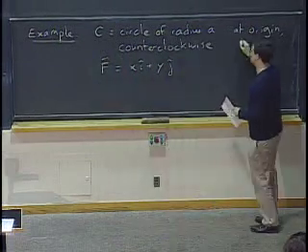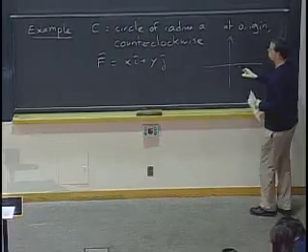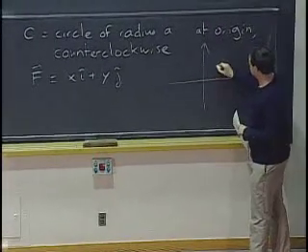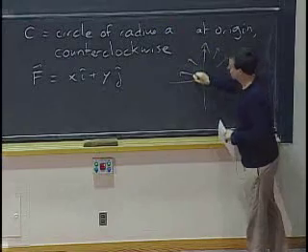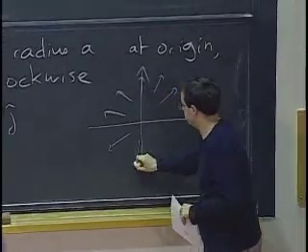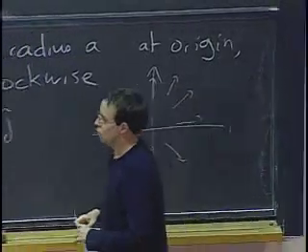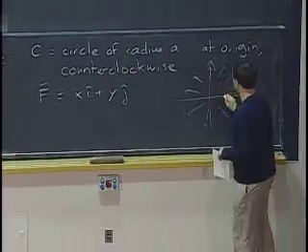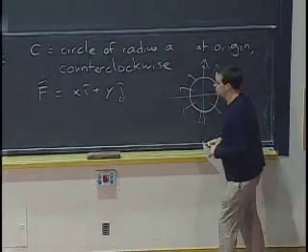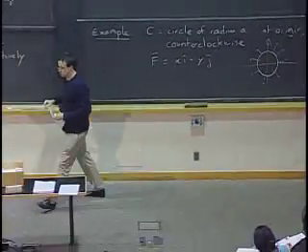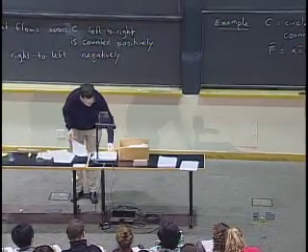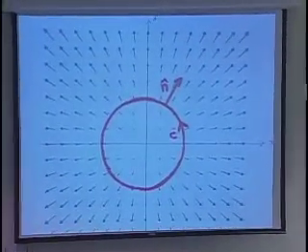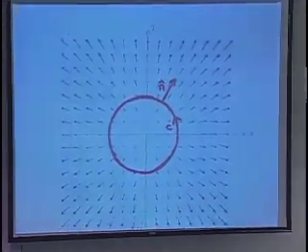So what does that look like? Remember, x i plus y j is a vector field that's pointing radially away from the origin, because at every point, it's equal to the vector from the origin to that point. So now, if we have a circle, and we're going counterclockwise, I have a nicer picture, so let me do it here. Okay, so that's my curve and my vector field.